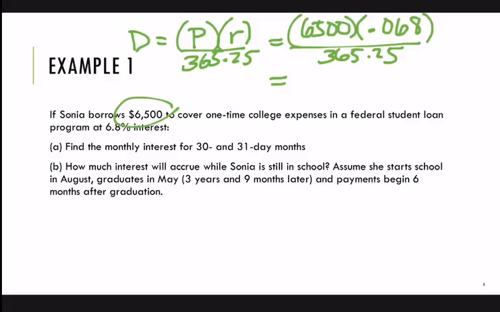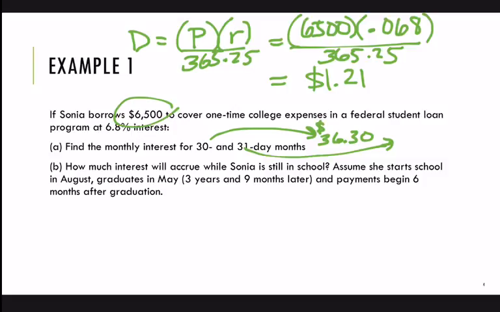So this is an interest amount. This would be $1.21 each day. For a 30-day month, you would multiply that by 30, and that would be $36.30. And then for the 31-day month, you could just add $1.21 to that, or you could multiply $1.21 times 31, and either way you end up with $37.51. So that interest is accumulating while she's in school each month.